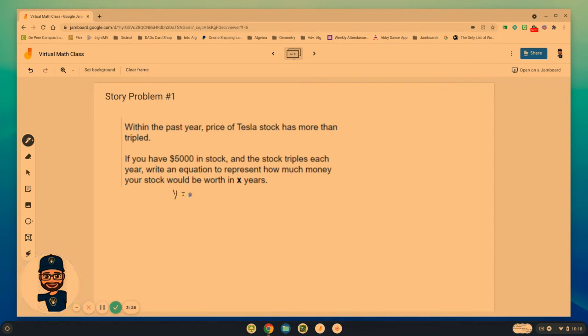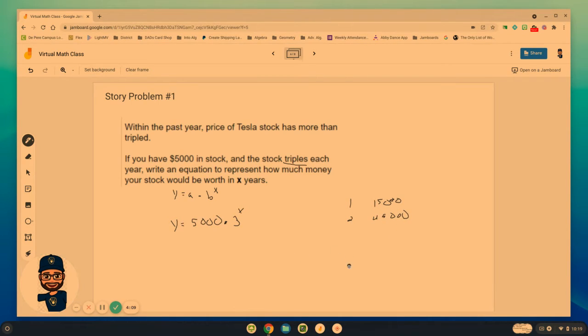Y equals a times b to the power of x. What is our starting amount in our stock? $5,000 times, what's this growth factor? Well, the key word is that it triples, which means we're multiplying it by 3 to the power of x. 5,000 times 3. So tripling means 3 times that previous amount. So at 1 year, we would have $15,000. At 2 years, it triples again, 45,000, and so on.